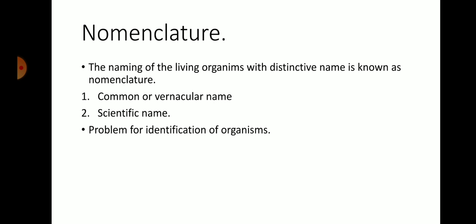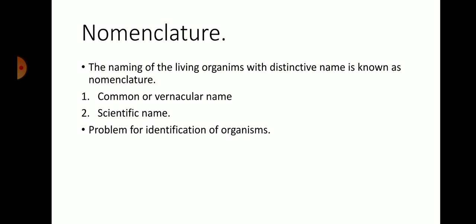So in this lecture we talk about what is meant by the biological nomenclature system and its types. In the last lecture we talked about what nomenclature means. Nomenclature is the naming system of living organisms with a distinctive name, or we can say the system of naming plants, animals, and other groups of plants and animals.